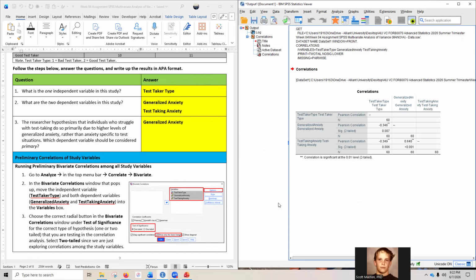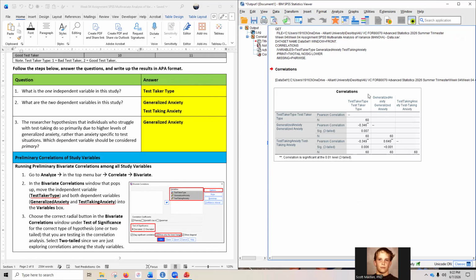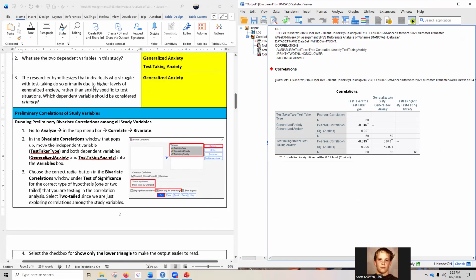So remember, when you have a dichotomous variable, it's sometimes a little difficult to interpret what's higher and lower, like test taker type. So up here on the left, note that test taker type 1 equals bad, 2 equals good. 1's bad, 2's good. You can only have one of two values. So a lower value on test taker type means bad test taker. A higher value on test taker type means you're a 2, you're a good test taker. All right, let's try to interpret these.